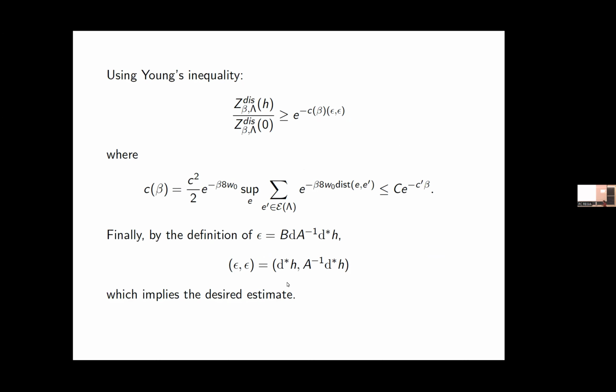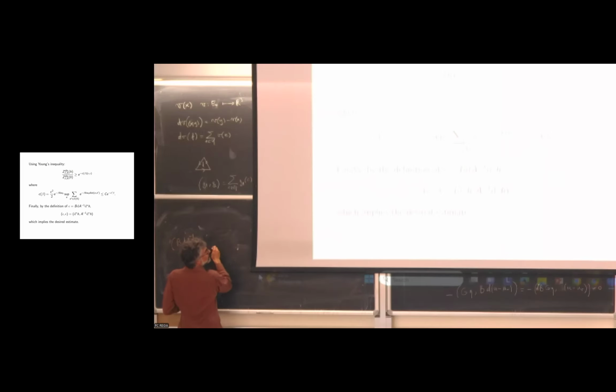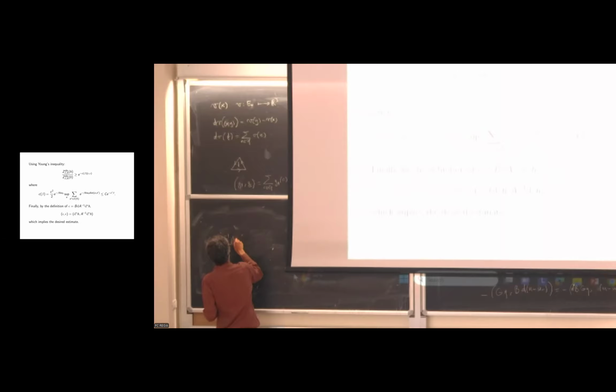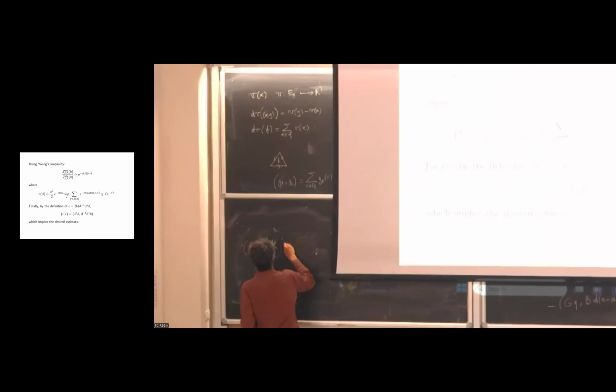Good. Now, what is the L2 norm of epsilon? This is again magic using these expressions. So remember that epsilon was this b d a minus 1 d star h. So epsilon epsilon is b d a minus 1 d star h scalar product with itself.